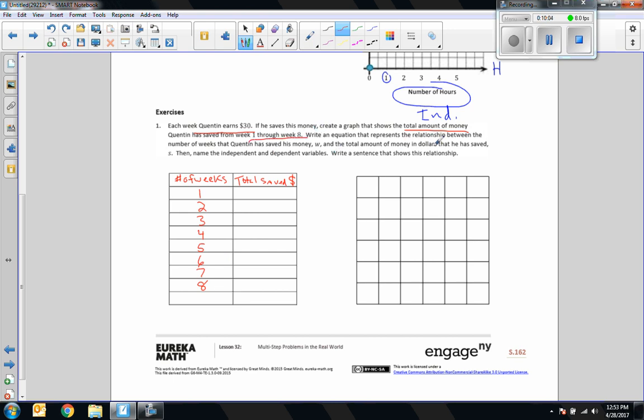Write an equation that represents the relationship. So each week Quentin earns $30. This is the independent variable, this is the dependent variable, so total equals, totals by itself, and $30 per week. And there's my equation, T equals 30W. So when W is 1, 30 times 1 is 30. So 1 week he makes $30, 2 weeks he makes 30 times 2, 30 times 3, and so on.